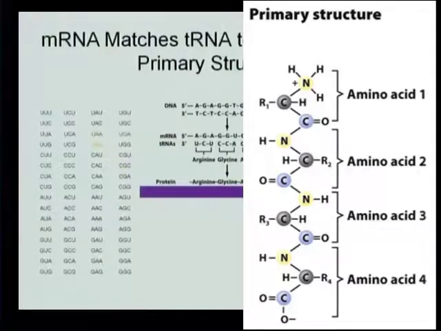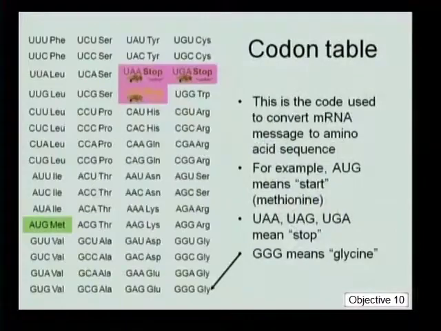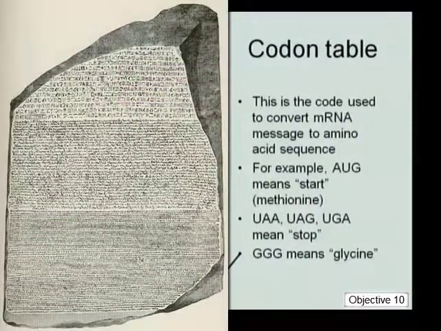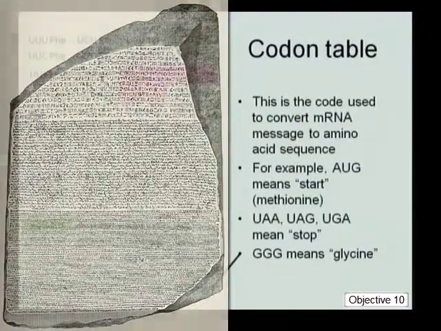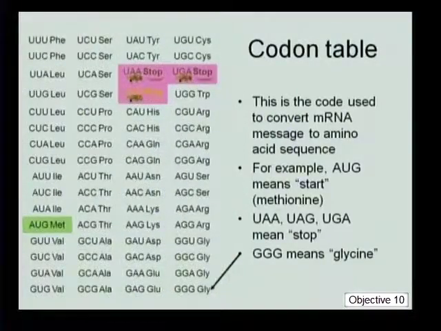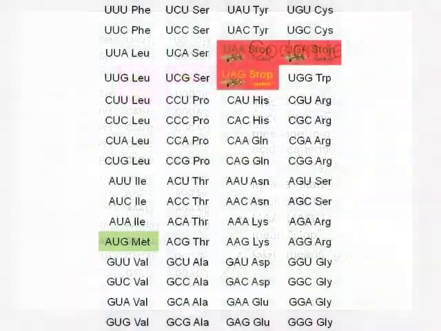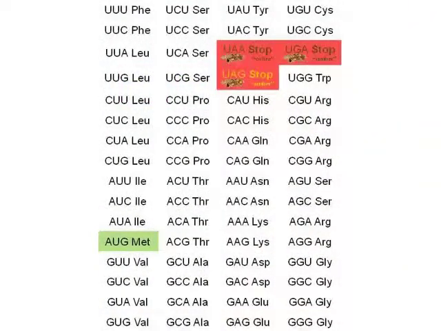So there's a series of peptide bonds that are holding these amino acids together in a primary sequence. So the way in which we carry out this translation is the cell's equivalent of a French to English dictionary or an English to French dictionary, a translating dictionary. It's called a codon table. And so the codon table is the code that we use to convert this mRNA message to an amino acid sequence. We saw earlier that AUG is a start codon.